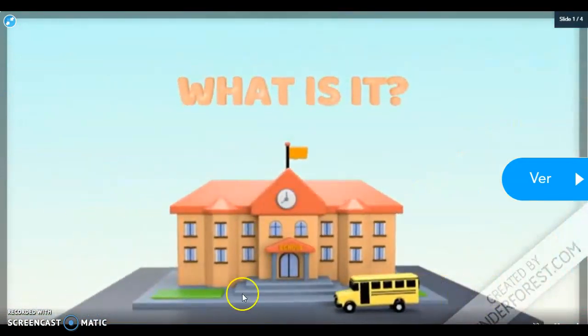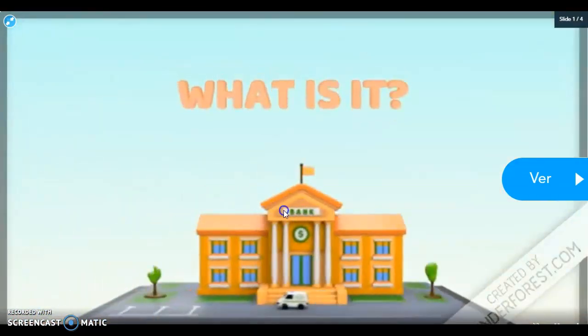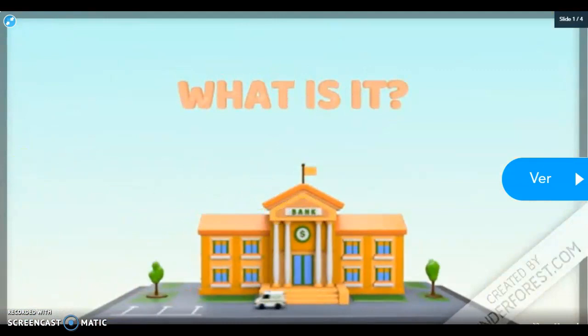What is it? What's this? Any idea? How did you call this one? It's a school, correct. It's a school. Very good. Nice job. How about this one? What is it? We have a clue there. We have the sign of money. It's the bank, right? The bank, correct.